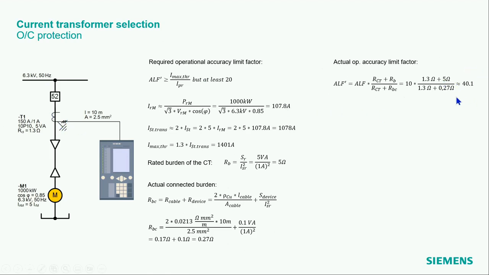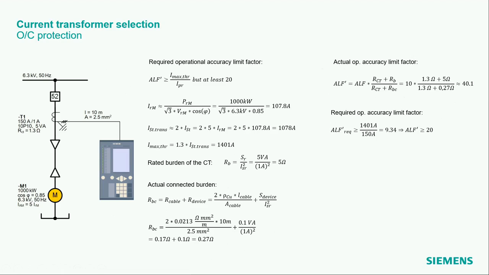That means a sine curve without DC part in the current can transmit up to 40 times the nominal current, 40 times 150 amps. So this is the meaning of that value here. Good. What is required now is what we have here on the left-hand side. This is what we see in the manual.